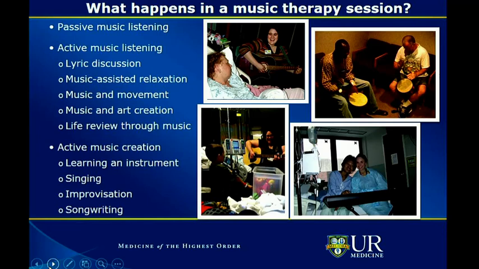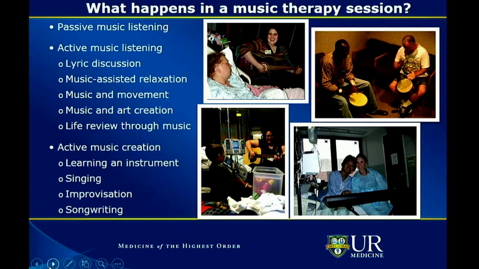I've had some patients who are really just wanting something passive. Maybe they have a favorite song that would help them relax while they're just listening. So passive music listening is sometimes part of what happens in a session. Active music listening can be talking about preferred songs and talking about the lyrics and why that song is preferred, using certain music to assist relaxation, music and movement, creating art when you're listening to music, or music inspired art, doing a life review through music.